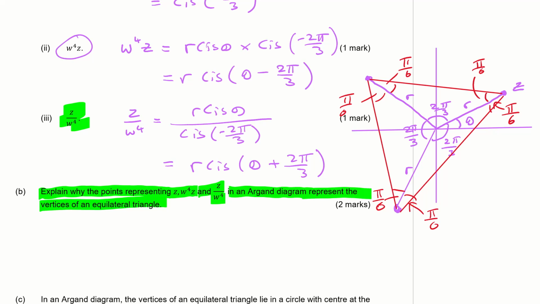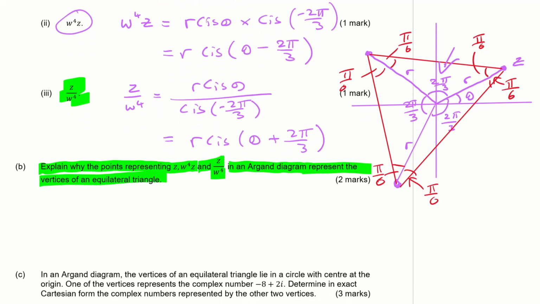You could try a written description of that. You could say something like all points are equidistant from the origin and all pairs of points subtend angles of 2 pi by 3 at the origin, which is shown in the diagram here.